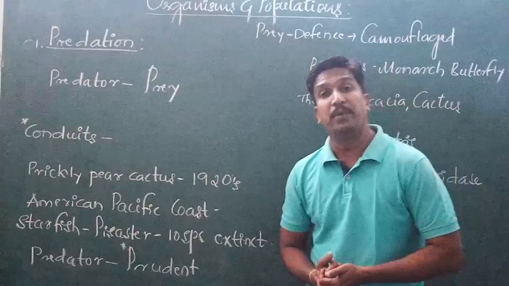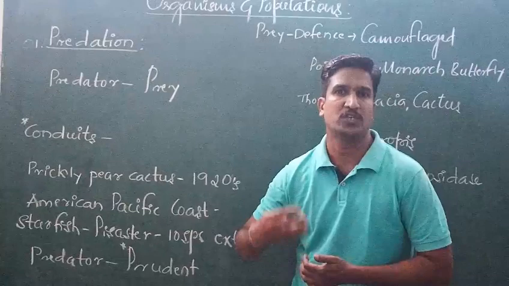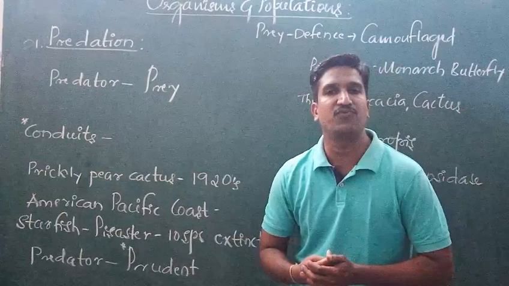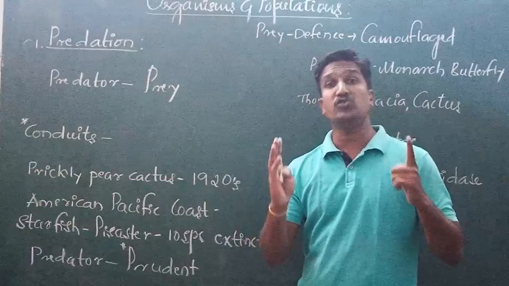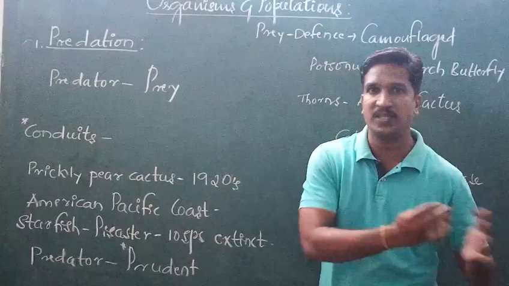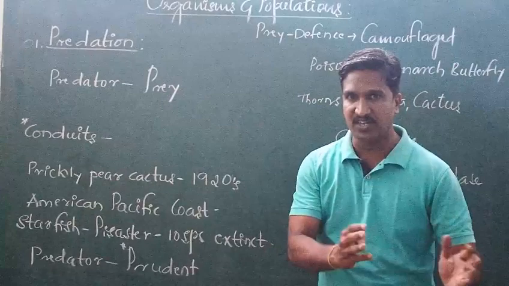But we all, human beings, mammals, fishes, amphibians, reptiles, depend for our food on plants. So plants are considered producers. And those producers produce the food substance for the sake of other organisms, in the form of grass, leaves, nuts, fruits, roots, whatever we are eating.